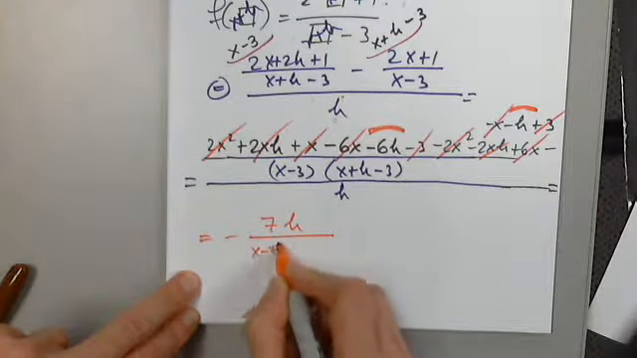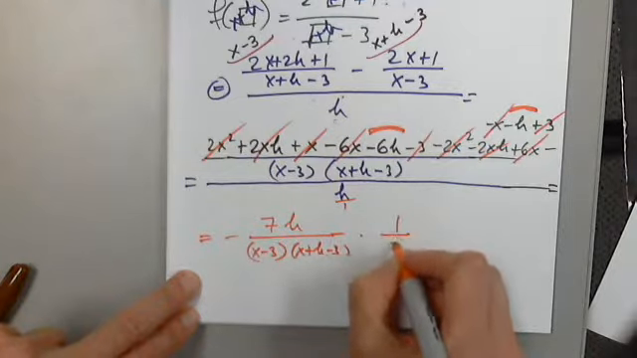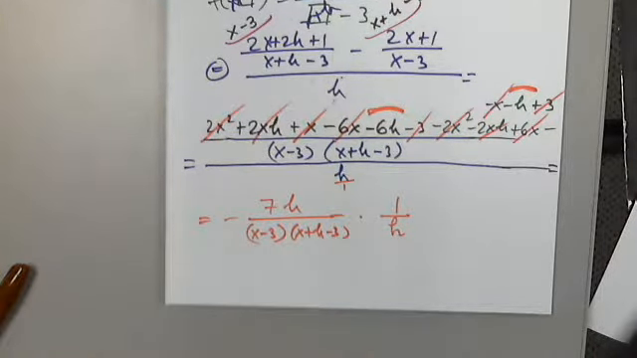-7h over x minus 3, x plus h minus 3, and now this is flipped into 1 over h. As you notice, from the numerator, all terms without h went away. Some of the terms with h went away. That's even better. But we ended up with 7h at the top, which is negative, so I put it in front. And now I changed h into h over 1 as a fraction, and I flipped it because that's how we divide 2 fractions. A fraction divided by another means copy the fraction from the top and flip and multiply by the bottom fraction. Are we okay with this?